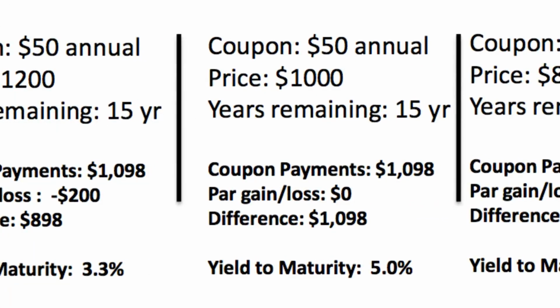So let's go to the second one. Let's assume that he bought a $1,000 par bond. He bought it for $1,000. He's got 15 years remaining on it, and so the coupon payments, the compound interest on those coupon payments, would be the same thing, $1,098. But he has no gain or loss from his purchase price to the face value. So the difference is just going to be the $1,098, and the yield to maturity is 5%. Okay, so when you're buying it for the same price as the face or par value, you're going to see that coupon yield be exactly what it says on the bond.